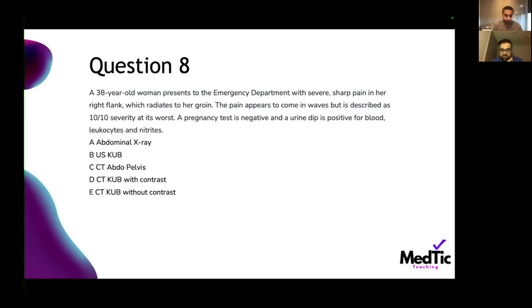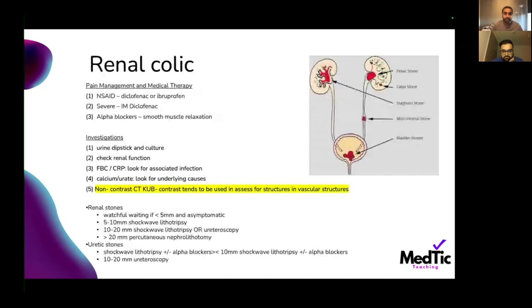So 50-50 D and E. Okay, so the answer is E. It's a non-contrast CT-KUB. Let me just explain it all. So for those, you would have picked up that it probably was renal stones or renal colic. So I've got this diagram to somewhat explain it. That is a stone that exists in the ureter or in the kidneys. And normally the stone is greater than the diameter of the ureter or the kidney structure, so it can be quite painful. That's why you get that acute pain.